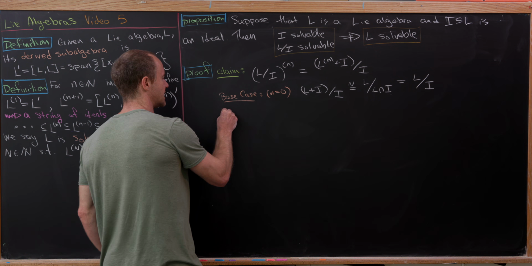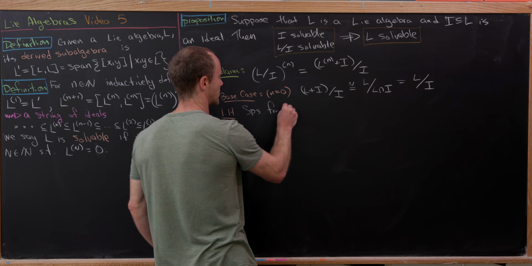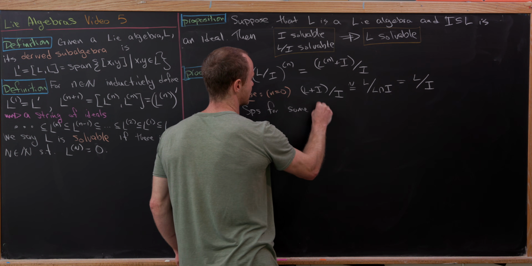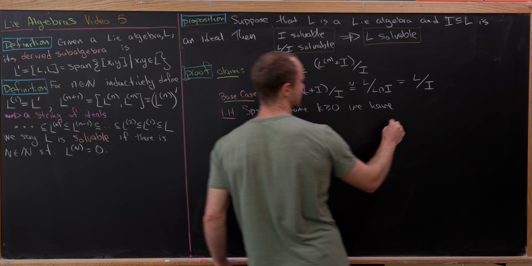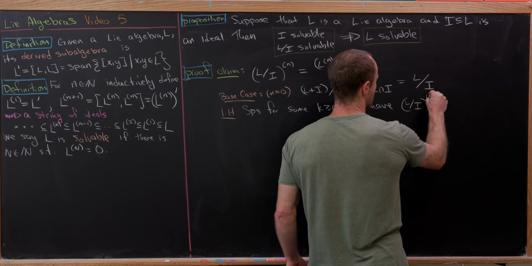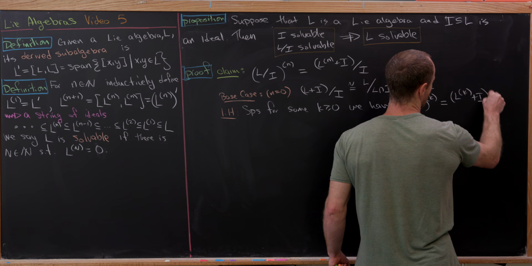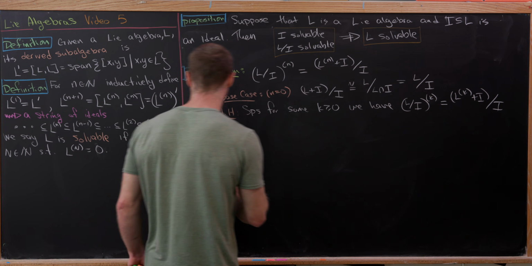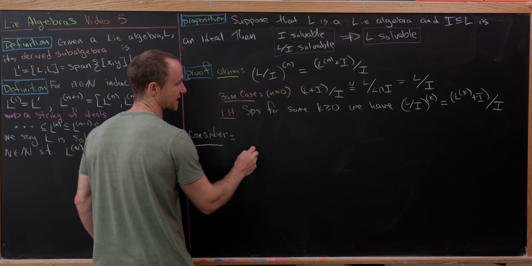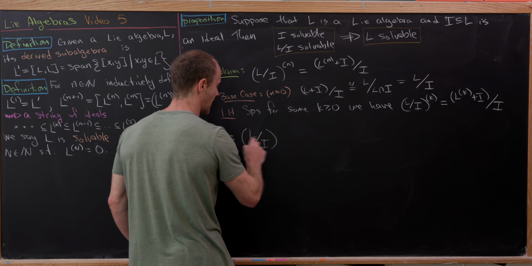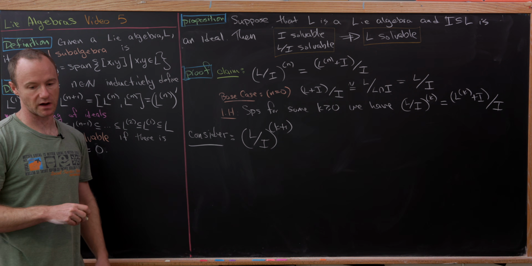So now let's make an induction hypothesis. Let's suppose for some K bigger than or equal to 0, we have this result holding. So we have L mod I upper K is equal to L upper K plus I mod I. And then from there, we want to consider the next case. In other words, we're going to consider L mod I upper k plus 1. And hopefully we can write it as what we need on the right-hand side.